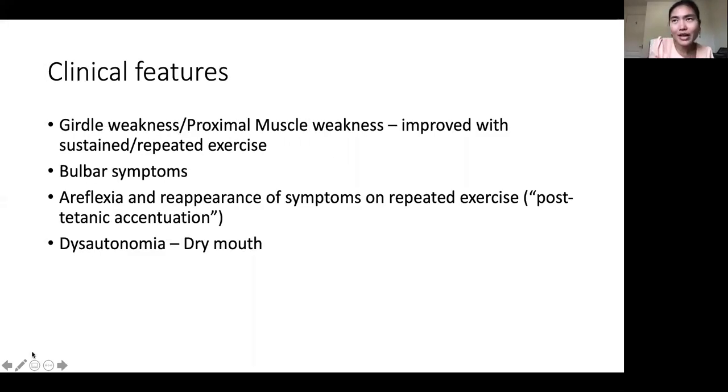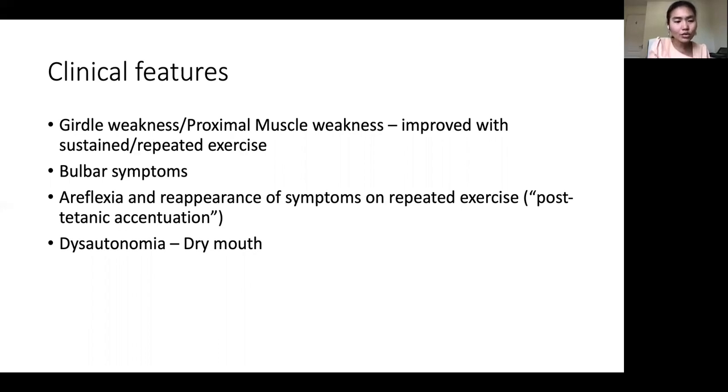Oh, I need to talk about these clinical features first. I have already told you the patient will present with girdle weakness, bulbar symptoms. There will be absent reflexes, but there's a very characteristic feature of this syndrome, which is reappearance of symptoms on repeated exercise. If you want to say it with a big term, it's called post-tetanic accentuation. And the patient will also have dysautonomia because those voltage-gated calcium channels are also located at autonomic nerve endings.